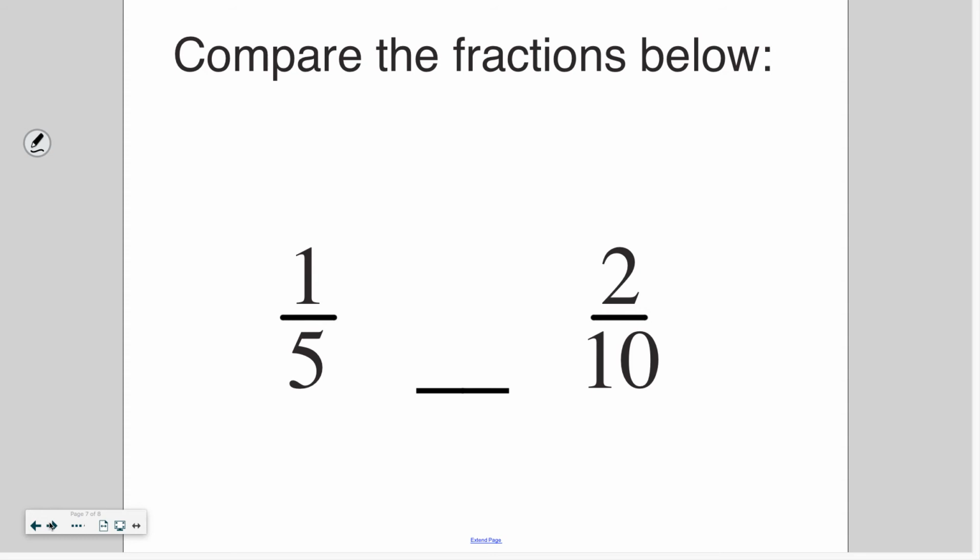So go ahead and try this last one on your own. Use the butterfly method, and then press play when you're ready. So again, pause now, press play when you're ready to check your work.